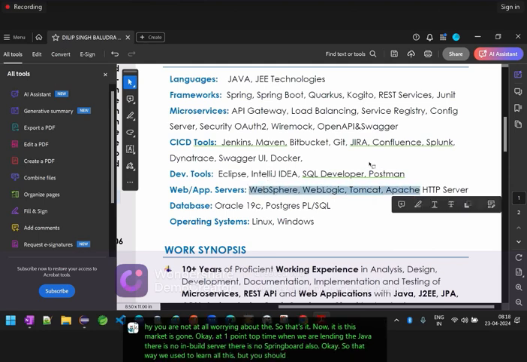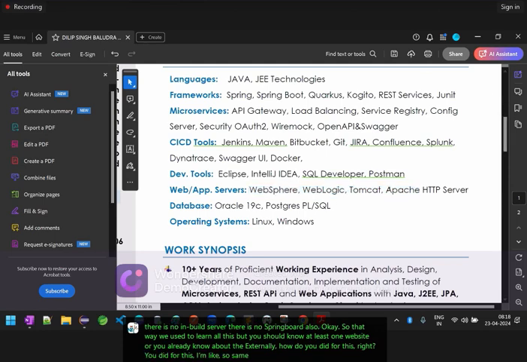But you should know at least one web server. You already know about Tomcat. Externally, how to do it, you did for the servlets, right? You did for the servlets or not? So same. You can keep the Tomcat server, whatever it is, here.